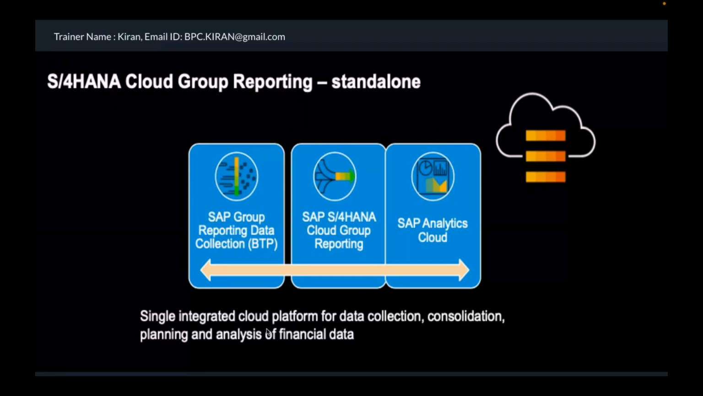A single integrated cloud platform for data collection, consolidation, planning, and analysis of financial data. So SAP came up with this standalone S/4HANA Cloud Group Reporting, and they can get this license. In this standalone, you will get S/4HANA Cloud group reporting capabilities, for data collection you will get GRDC, and for reporting you have SAP Analytics Cloud. All these three products you are going to get as a pack. If your customer only wants to implement group reporting in S/4HANA, not all the other modules like FSU and all those things, that option is also available now.